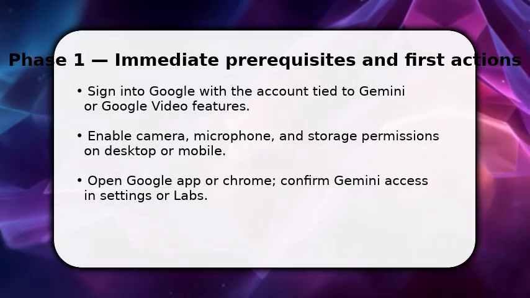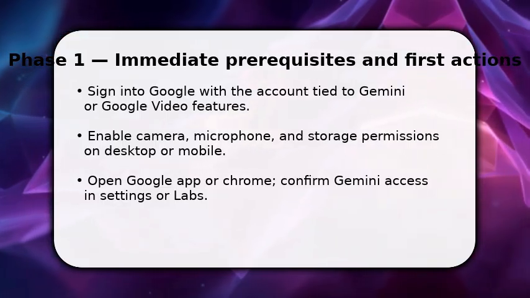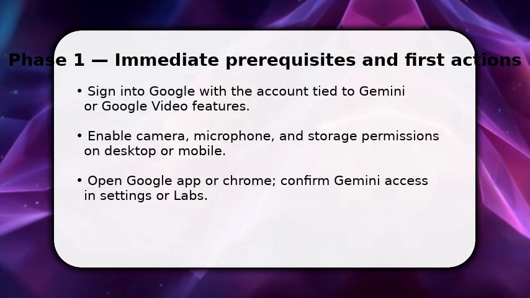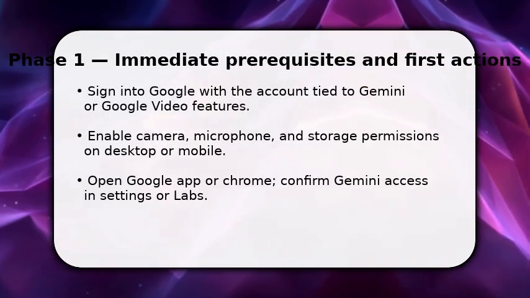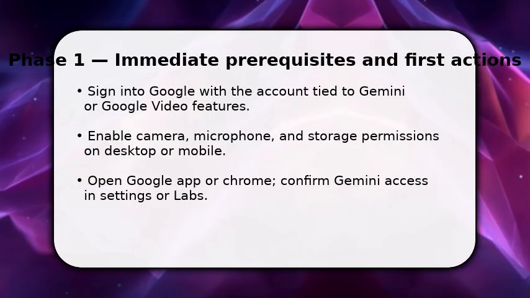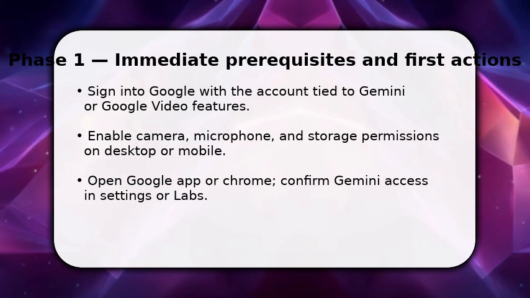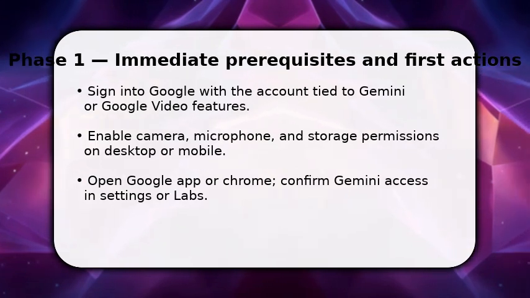Make sure you're using the Google app or Chrome. Labs or experimental features must be enabled. You'll want a stable Wi-Fi connection to avoid upload hiccups, plus a charged device. Now that prerequisites are active, go to the Gemini entry point and select the video option to begin.